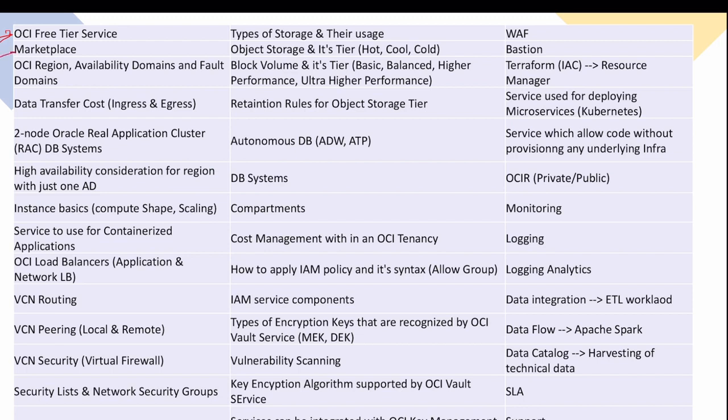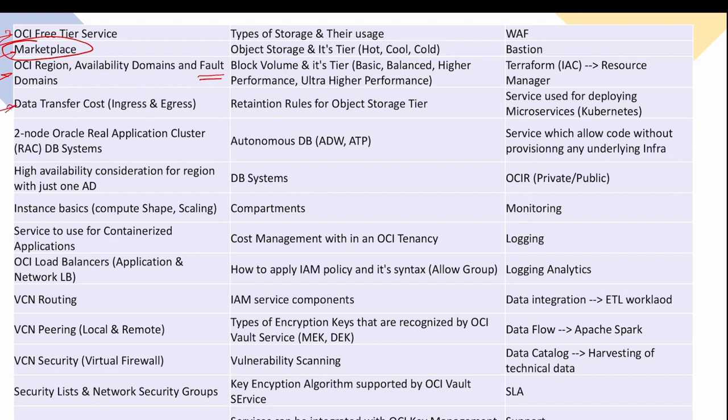Then I got one question from marketplace, from where you can get the services which belong to third parties, and you can use those services along with your OCI services. So these services can be found under marketplace. Then I got a question related to OCI region, availability domain, and fault domains, where you can be asked anything like how many fault domains we have in an availability domain, or anything related to this, which we already discussed. Just understand the concepts related to this.